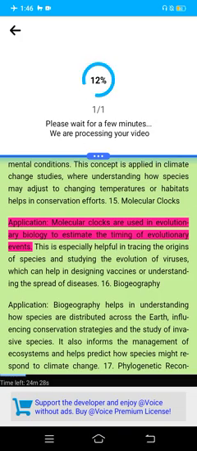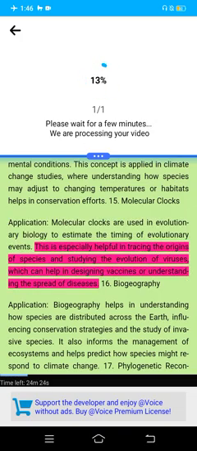15. Molecular clocks. Application. Molecular clocks are used in evolutionary biology to estimate the timing of evolutionary events. This is especially helpful in tracing the origins of species and studying the evolution of viruses, which can help in designing vaccines or understanding the spread of diseases.